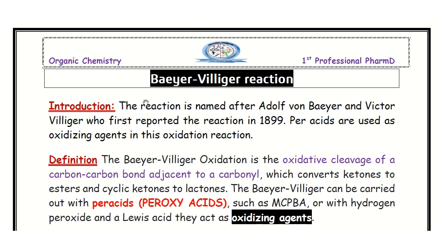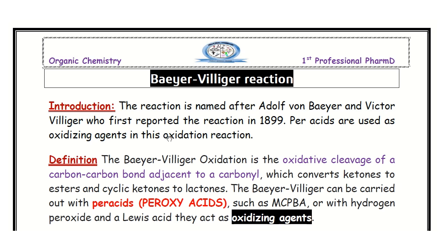In this video lecture, I am going to discuss with you the Baeyer-Villiger oxidation reaction. The Baeyer-Villiger oxidation reaction is also one of the most important organic chemical reactions. This was introduced by Adolf von Baeyer and Victor Villiger. They first reported this reaction in 1899.